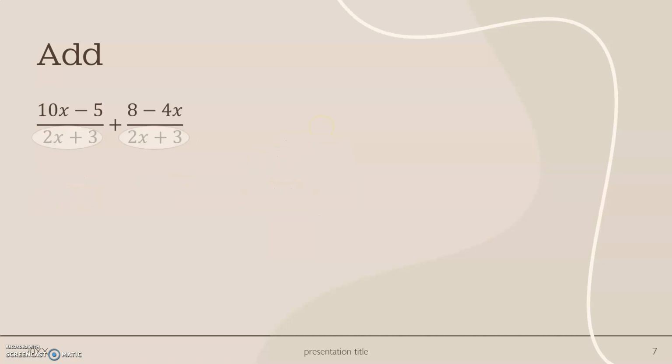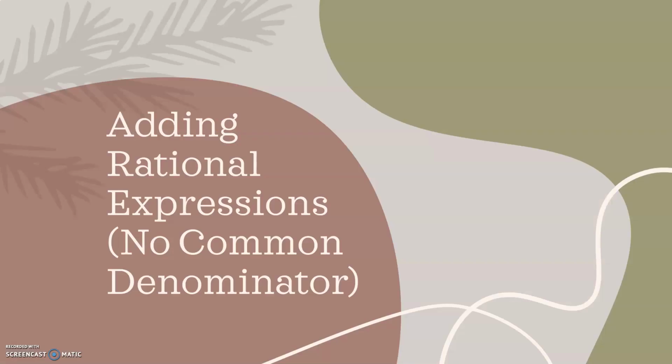Here's one for you to try, and they have a common denominator. So when you're done, you're going to add your like terms. So 10 plus negative 4 would be 6x, and negative 5 plus 8 would be 3.